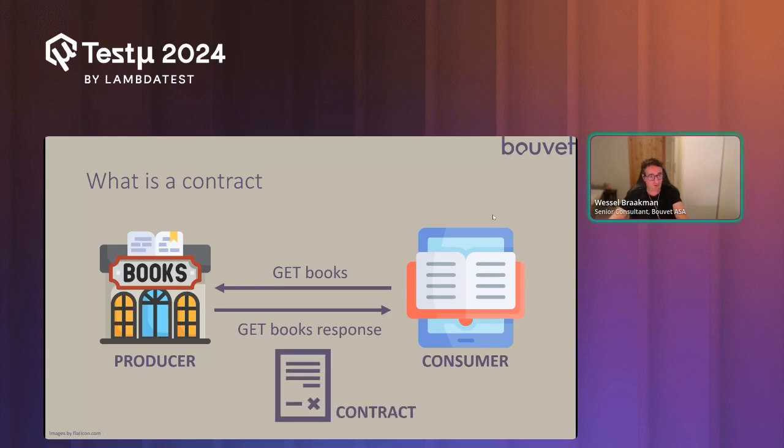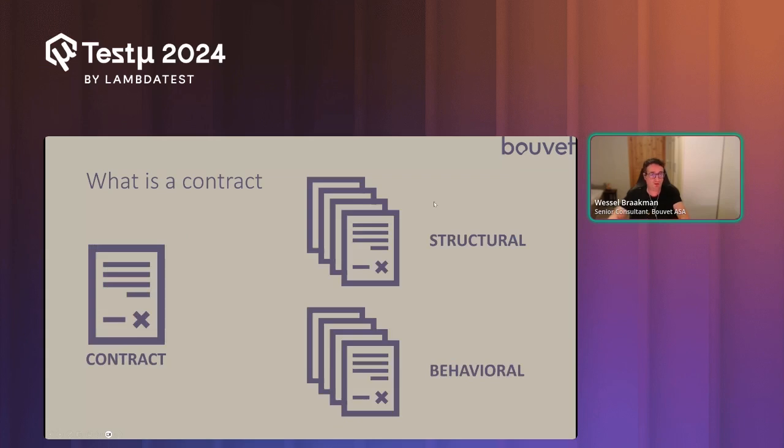Because the producer and consumer of data have to talk together, the one requests something, the other delivers something, we can define what they request and what the response looks like in a contract. And this contract can be one of two things. It can be either structural and it can be behavioral. And of both of those, there can be multiple for one API.